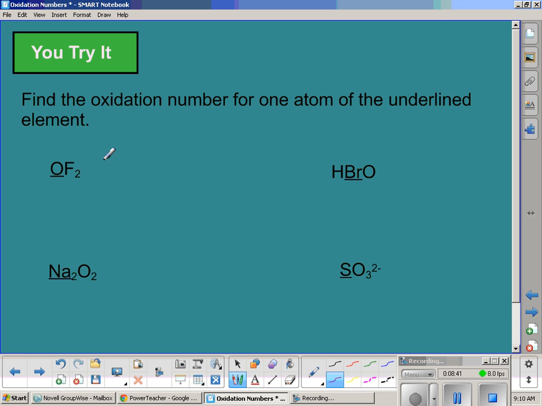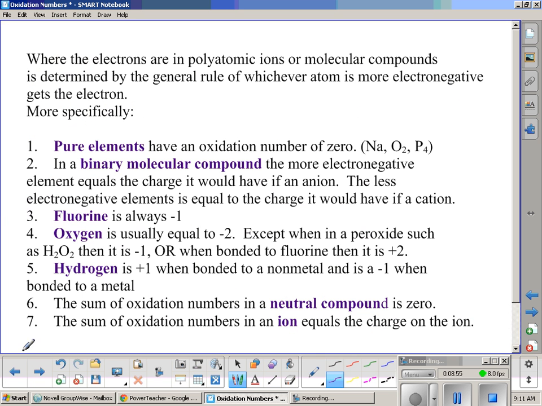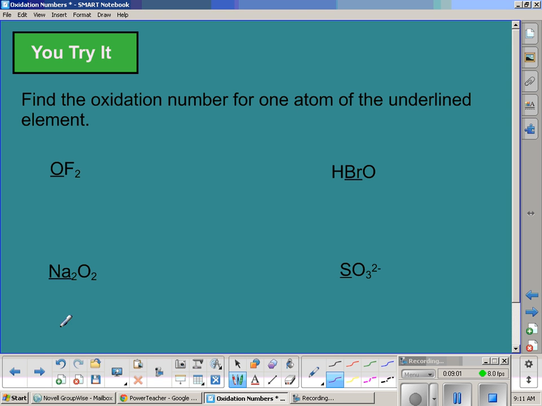Let's find the oxidation number for one atom of the underlying element. So we have oxygen bonded to fluorine. Well, let's look and see what our rules say. We have rules actually for oxygen and for fluorine. So let's go back and look at our rules. Rule number 3, fluorine is always a -1. So let's go back and we'll write in, and maybe choose a different color so I can see it a little better against this background.